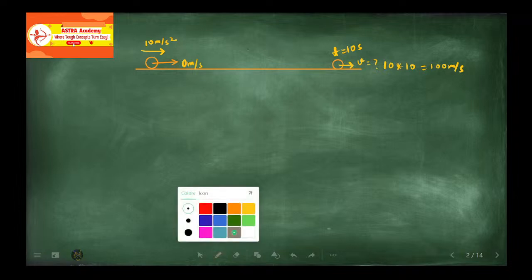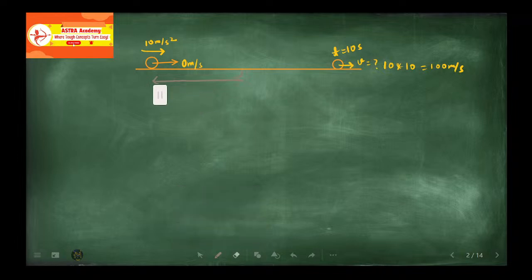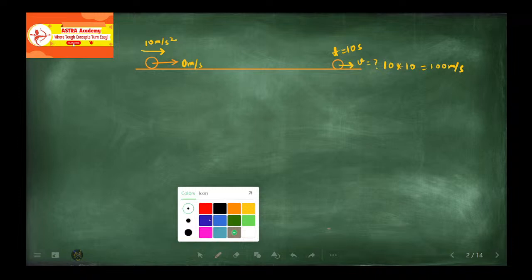Now listen carefully. If somebody asks me what is the distance between these 2 points, how can I say that? Okay, so again take the average. Speed 100 and speed 0. The average of 100 and 0 is 50 meter per second, and the time is 10 seconds. So the distance will be 500 meters.